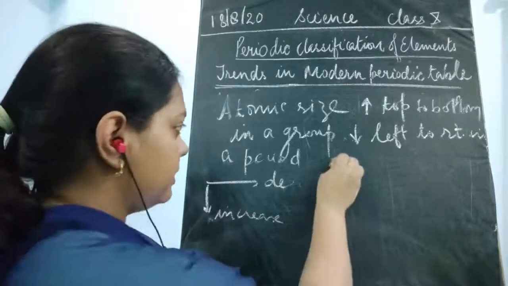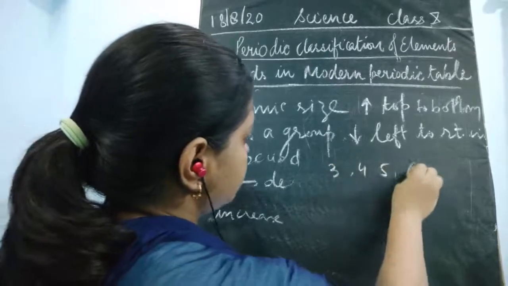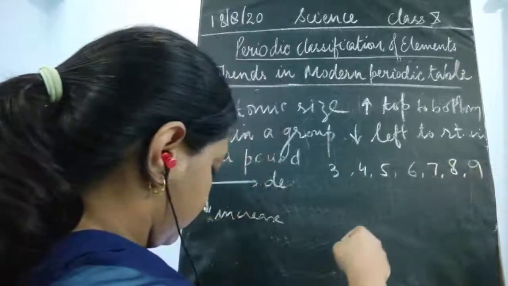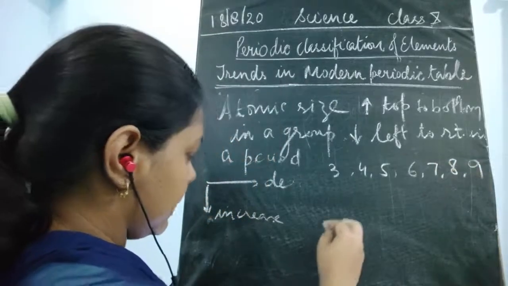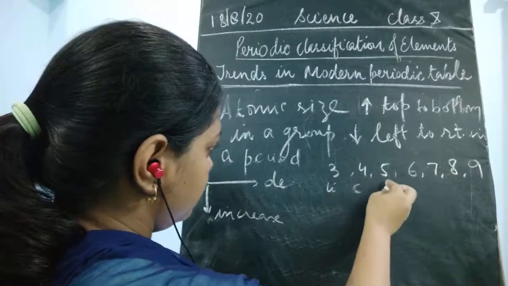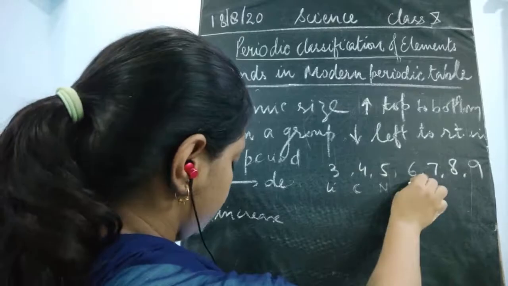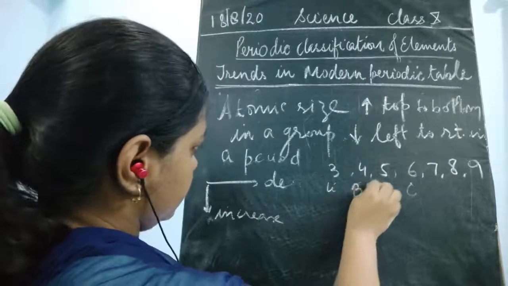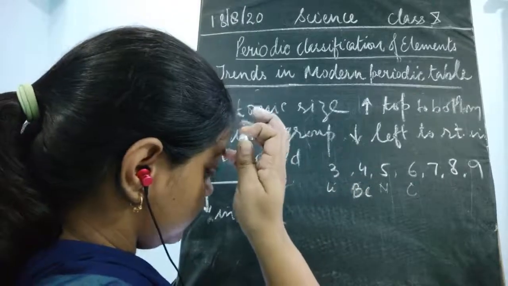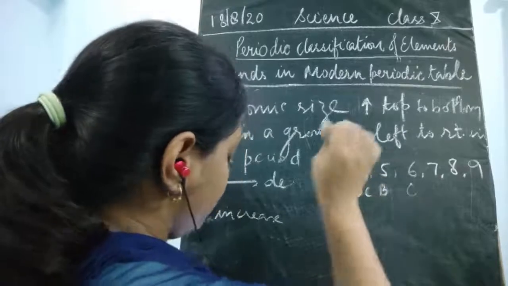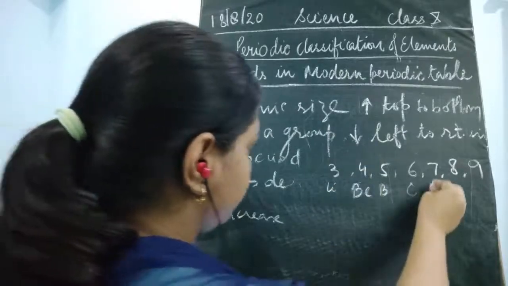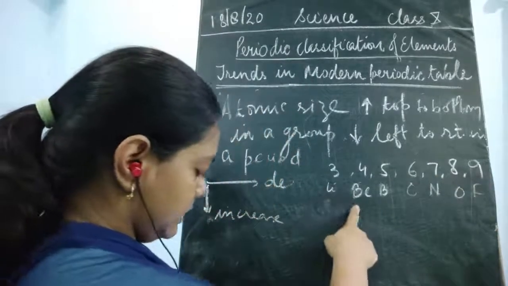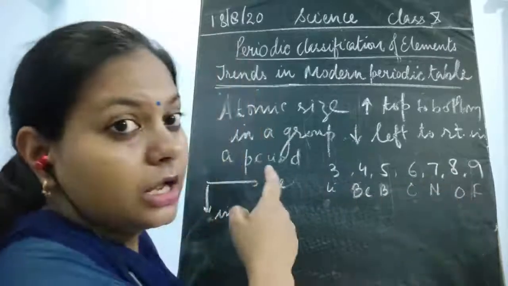Okay, so the atomic numbers are 3, 4, 5, 6, 7, 8, 9. This is lithium, this is beryllium, then this is boron, carbon, nitrogen, oxygen and fluorine. Fine. So lithium, beryllium, boron, carbon, nitrogen, oxygen and fluorine. Now what else will we see?